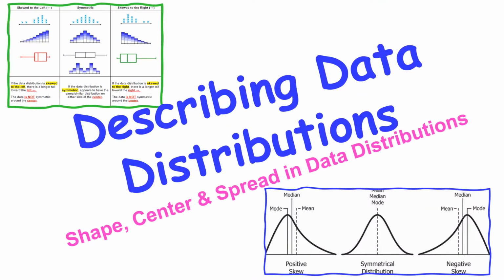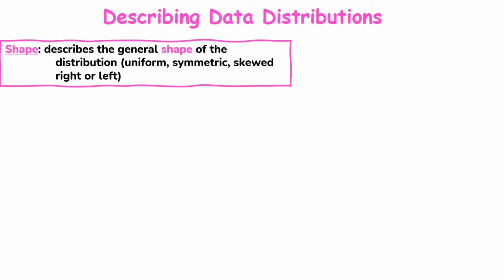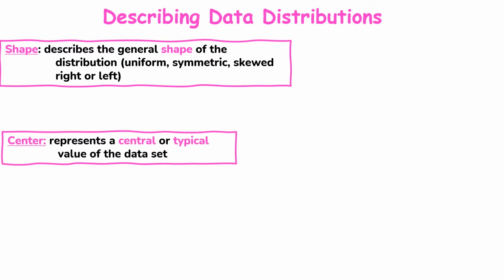In this lesson, we're looking at the shape, center, and spread to describe data distributions. So let's go ahead and get started. When we describe data distributions, we're looking at three things. The shape, that describes the general shape of the distribution. It could be uniform, symmetric, skewed right or left.